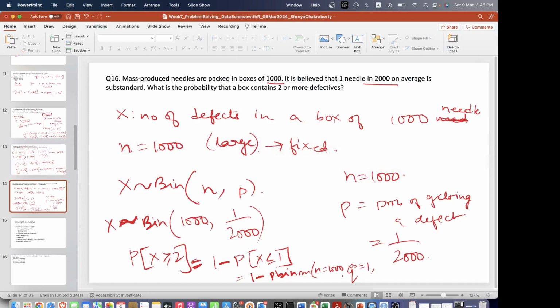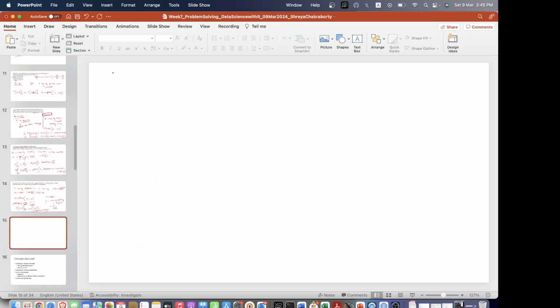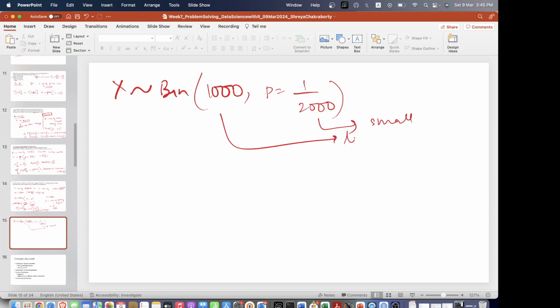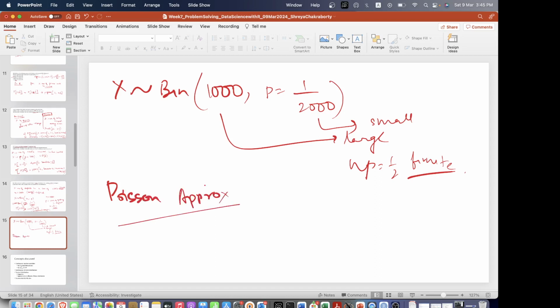Now another thing, if you notice here, this n is fairly large and p is very small, such that np is finite. So x follows, let's say, binomial 1000 and p is 1 by 2000. So this is small and this is large, and np is half, which is finite. So you could also use a Poisson approximation. Then x follows Poisson with lambda equal to half.